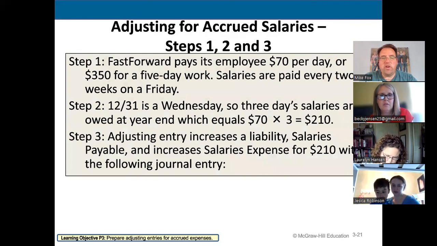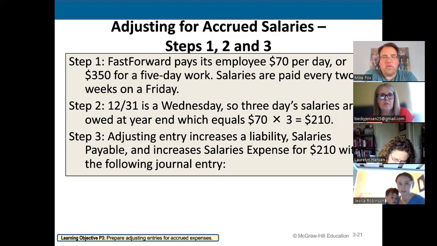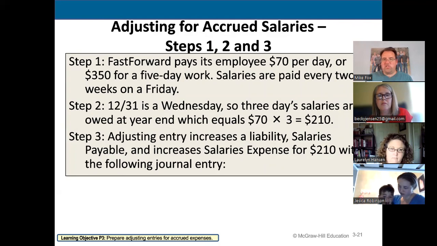Okay. So here's an example. They pay their employees $70 per day or $350 for a 5-day work week. 12/31 is a Wednesday. So 3 days of salaries are owed at the year end, right? Monday, Tuesday, and Wednesday. People have worked for that, but won't be paid until Friday. So what we have to do is do an adjusting entry to recognize we have that expense, or else our income statement won't be right if we don't have all the expenses on there.